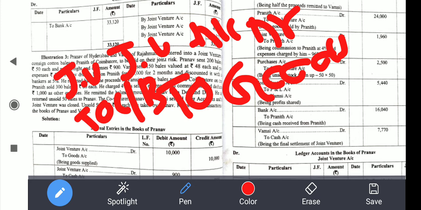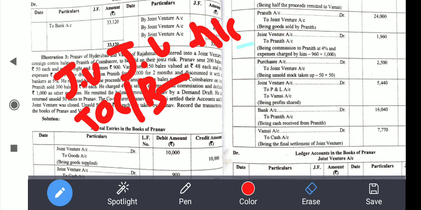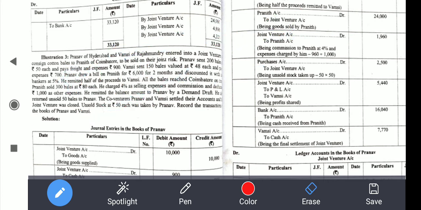The next thing is that Vamshi sent 150 bales valued at 48 each. Here Vamshi also sent the goods. How much? 150 bales at the rate of 48, so 150 into 48. What is the general entry in the books of Pranav? If any co-venturer contributes goods, what is the general entry?